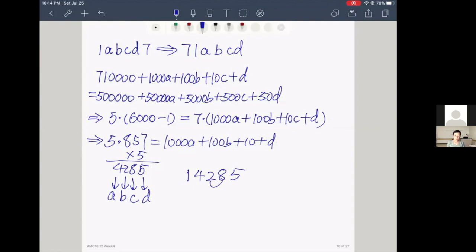10, oh, there's 7, another 10. So the sum is 27. This is the answer, right?